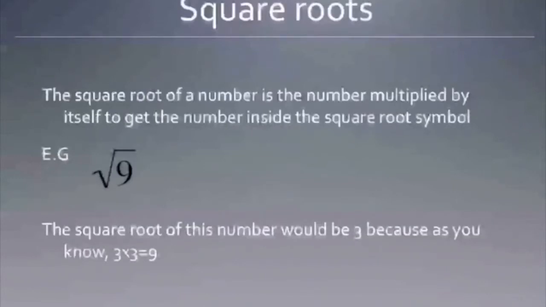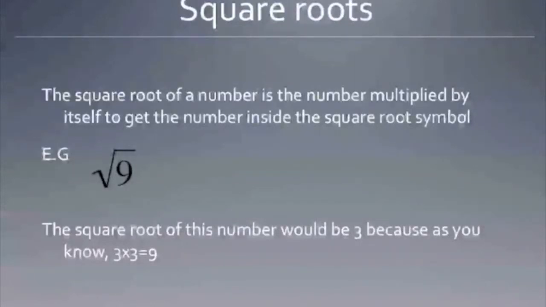So, a square root is basically you're trying to find what number multiplied by itself will get you the number inside the equation. So, what number multiplied by itself would equal 9? 3. So, if you do 3 times 3, that is 9. So that means the square root of this number would be 3, because as you know, 3 times 3 is 9.